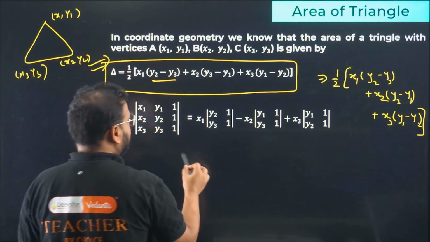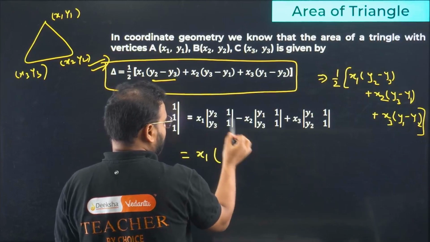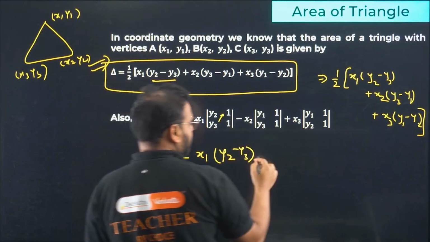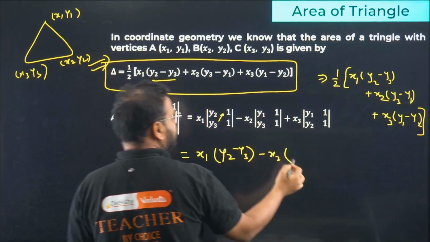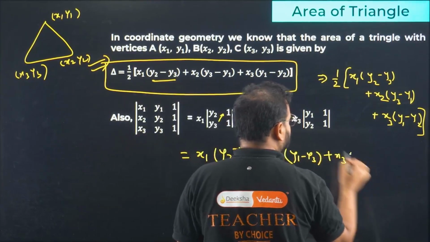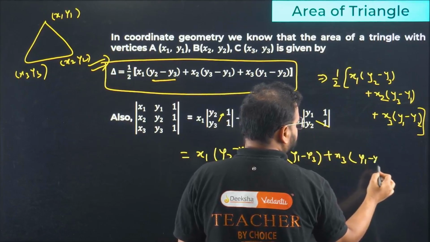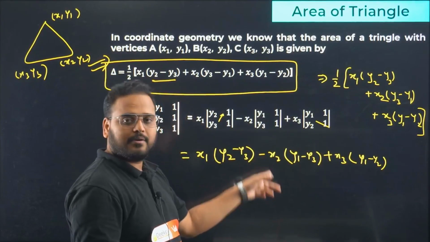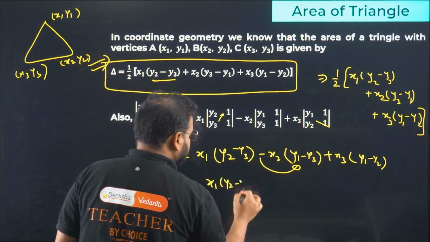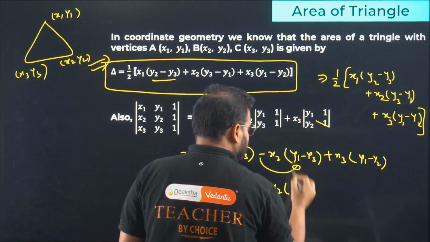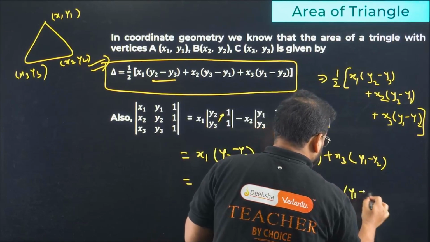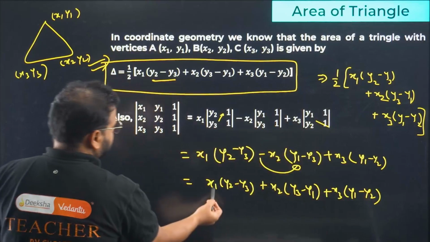If you do that, what are you going to get over here? Please check. You'll have x1 (y2 minus y3), minus x2 (y1 minus y3), plus x3 (y1 minus y2). There's a minus sign over here, so bring this minus sign inside. What I get: x1 (y2 minus y3), plus x2 (y3 minus y1), and plus x3 (y1 minus y2). Now compare this whole thing with this thing.